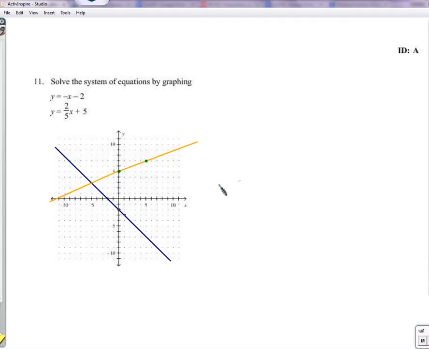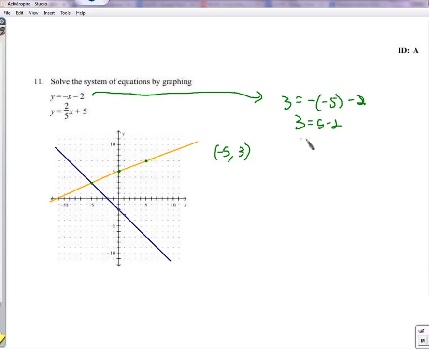Alright, since I've drawn my graphs really nicely, and by following my slope this way, I landed right here, which I'm pretty confident is also a point on this other line. It looks like it's at negative 5, 3. I just need to be sure, so I'm going to plug those in to both of these equations. So in the first equation, I'm going to plug that in and test it out. 3 equals negative 5 minus 2. 3 equals 5 minus 2. Yes, it does. So check.